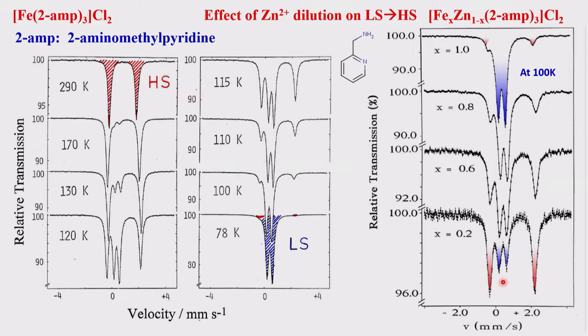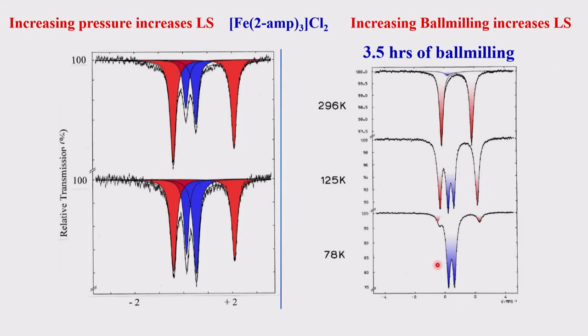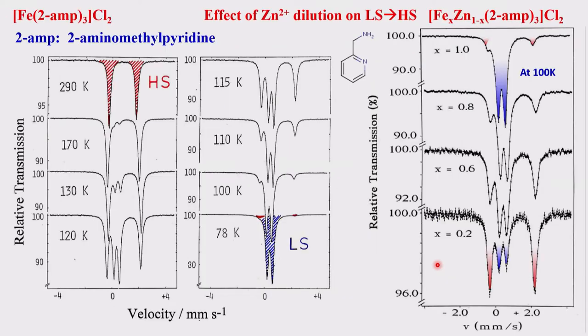So you start getting more and more of the high spin situation as well. Like at room temperature, you have a high spin situation. So at a very low content of iron and more content of zinc, you would again get the same. Okay, so in the previous case, we have looked at the temperature variation of the compound. Same compound, you replace part of the iron by zinc, and then you've seen that the greater the zinc, the greater the high spin component that is coming in.